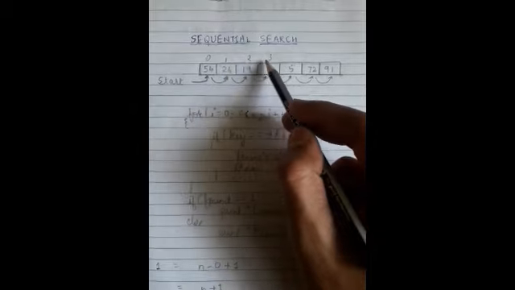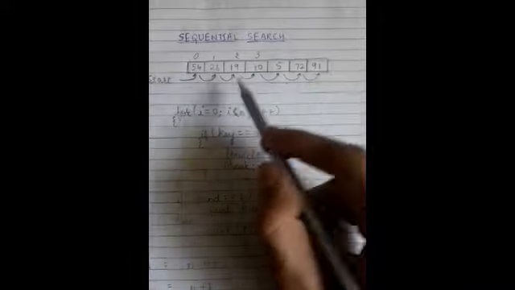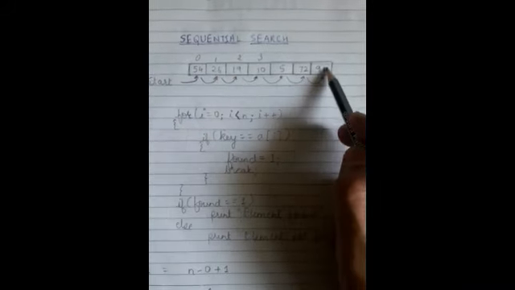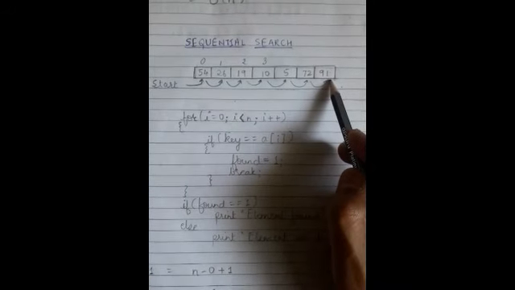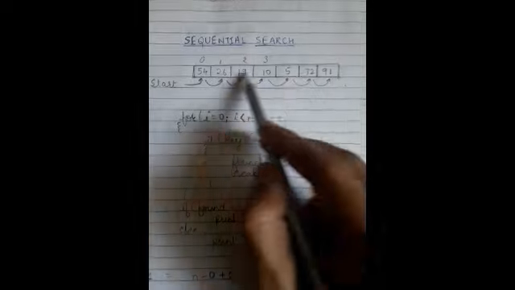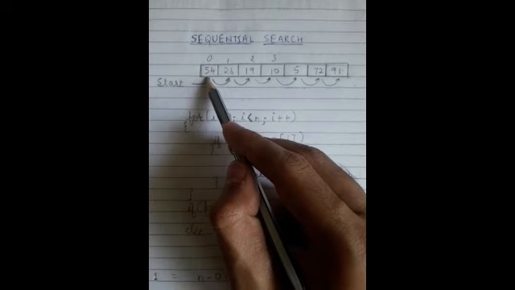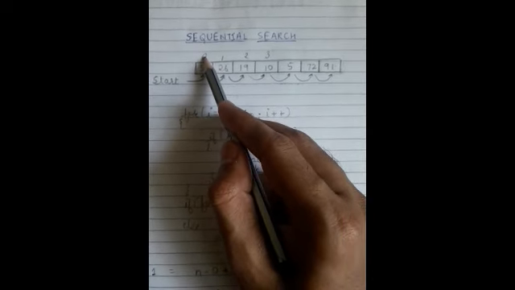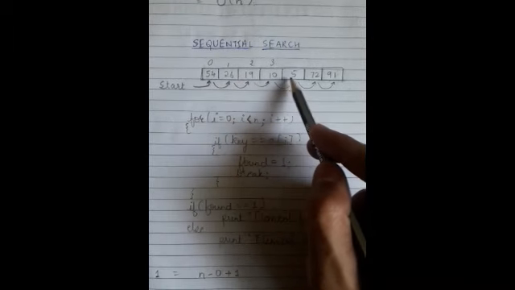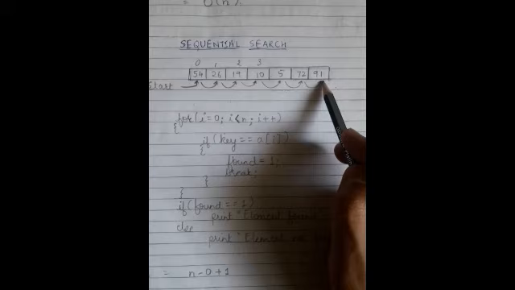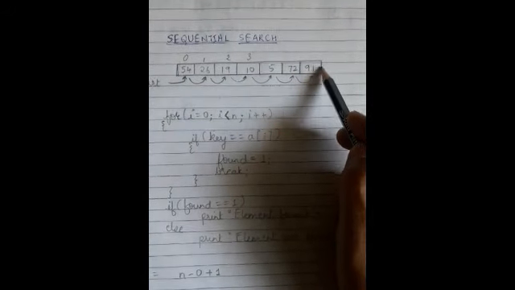Since the index values of these data items are ordered, we can perform sequential searching, or we can search for a particular element in a sequential manner. So this diagram over here depicts sequential search. The search begins from the first element, which is present at the 0th index, and it goes on scanning each and every element present in this array until we find the element that we want, or till we reach the end of the list.